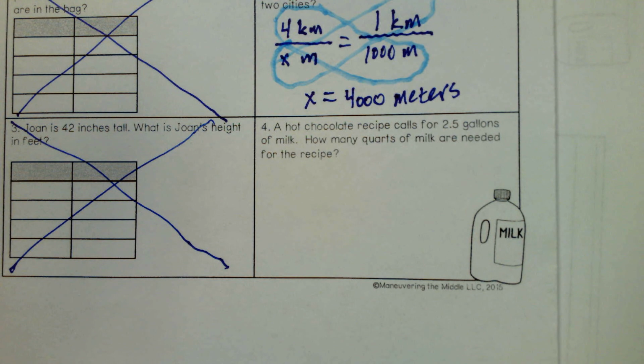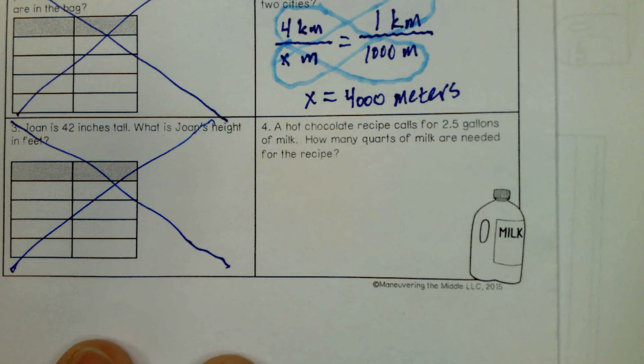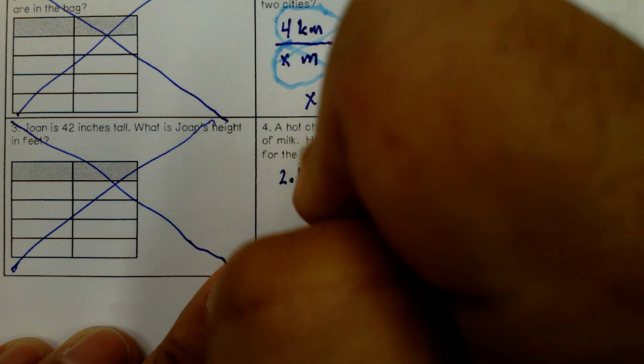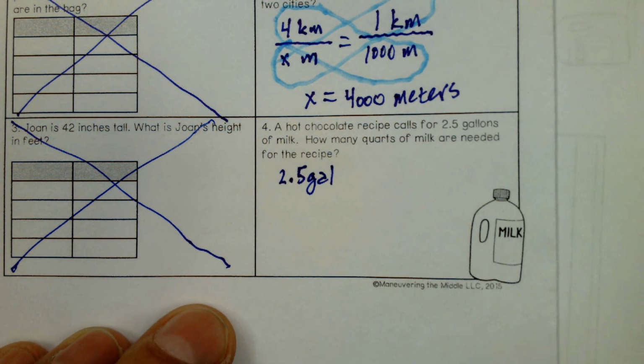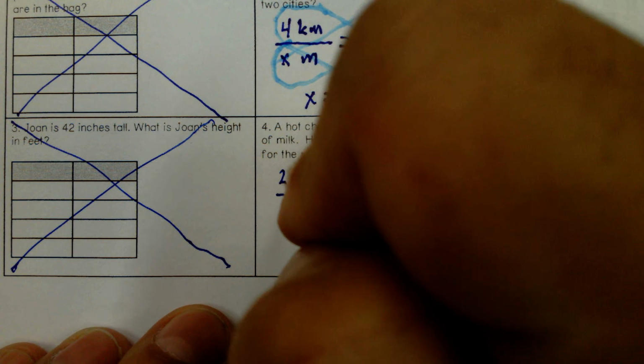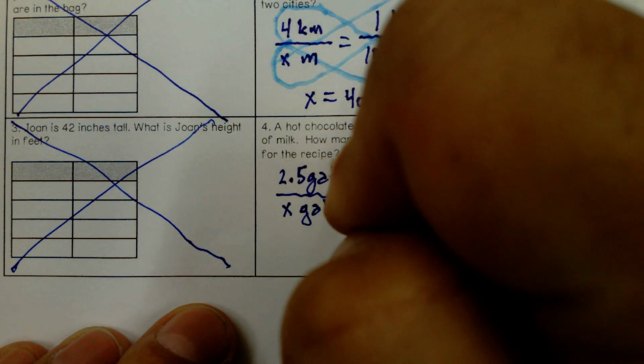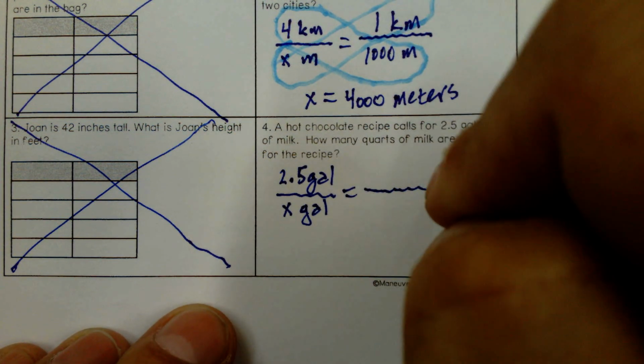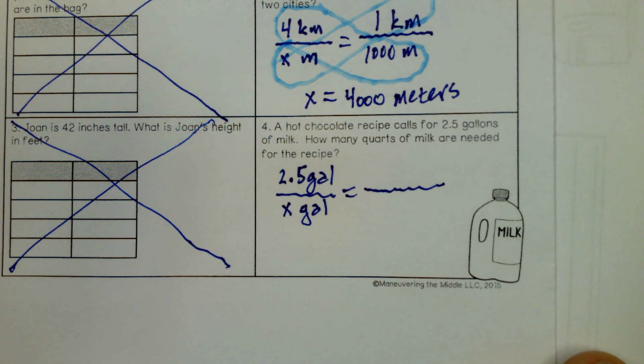Let's try number 4. A hot chocolate recipe calls for 2.5 gallons of milk, and we want to know how many quarts of milk are needed for the recipe. Okay, so we have 2.5 gallons, and we don't know the number of quarts, so let's use X, right? Wait, isn't it X quarts? Oh, yeah.